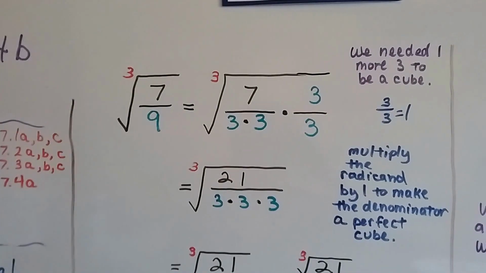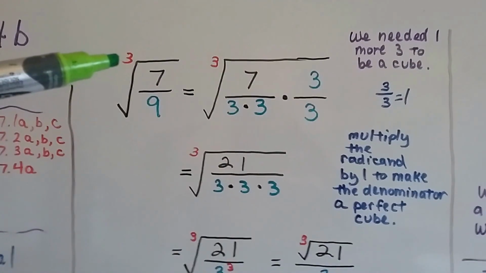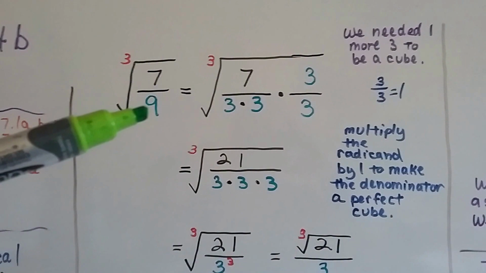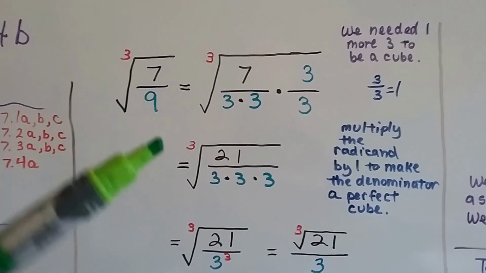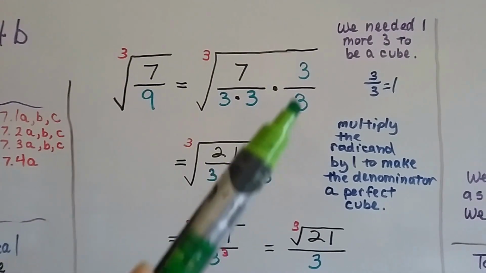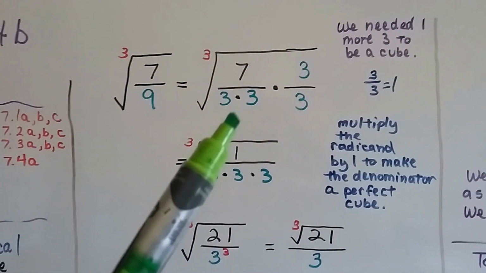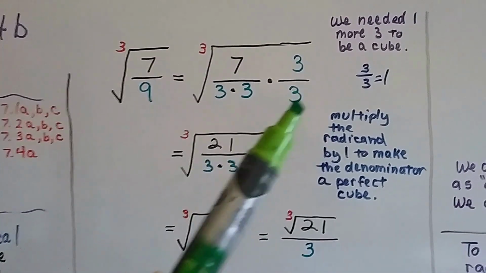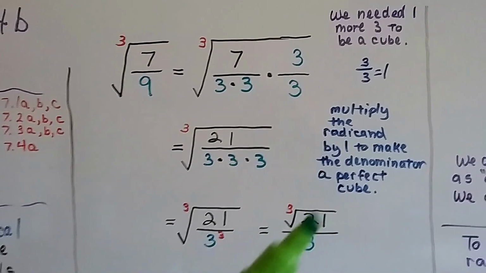So the first thing I would do is look for the root. This is a cube root. So we need to make a cube out of this. So what could we do? Well, a 9 is a 3 times 3. So we can multiply it by 3/3. That's going to give us our third 3. See? We needed one more 3 to be a cube. 3 times 3 times 3.